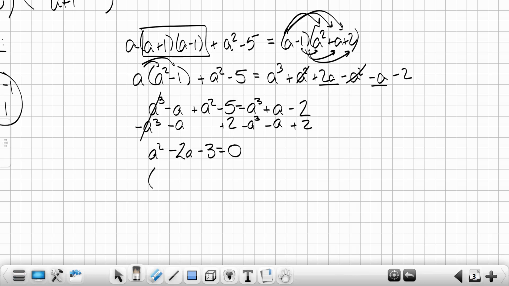Negative A minus A is negative 2A. It was 2A minus 1A made positive A, but then I'm moving it to the left, so I subtract A from both sides. Okay, Indigo says this factors into A minus 3 times A plus 1, because negative 3 times 1 makes negative 3, and negative 3 plus 1 makes negative 2.